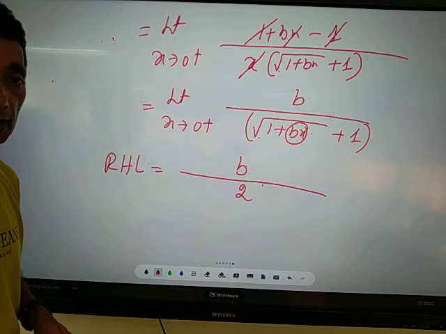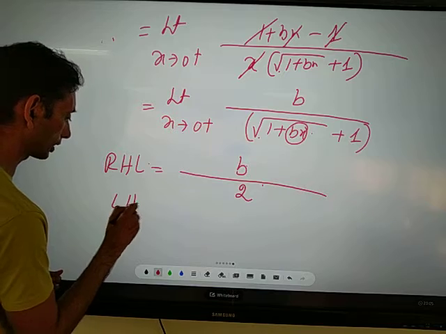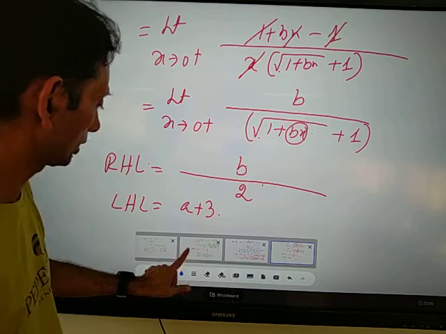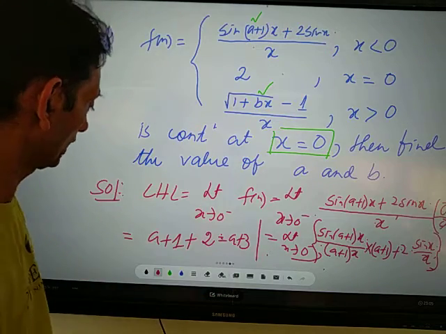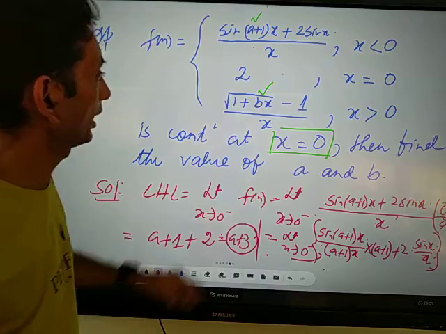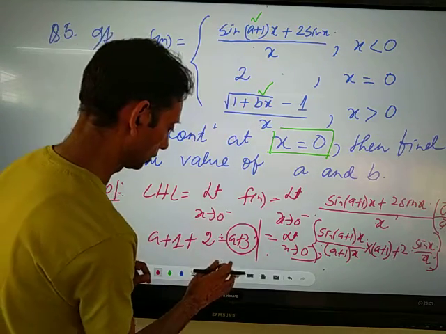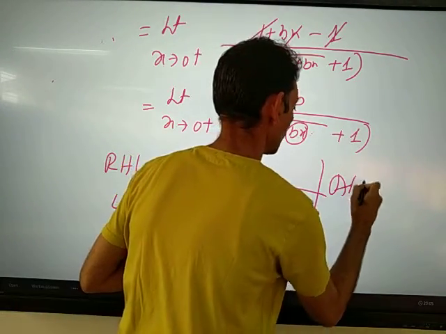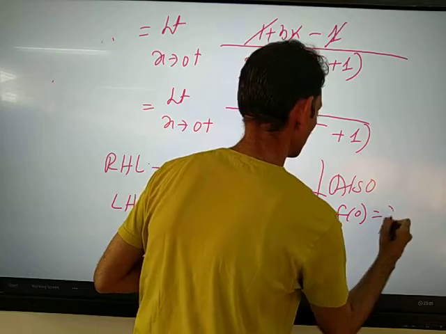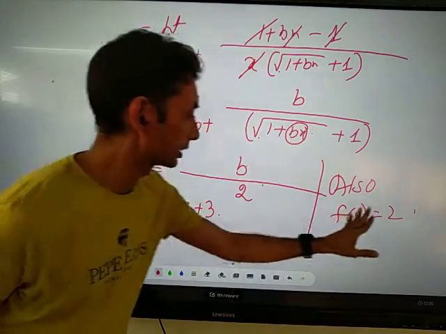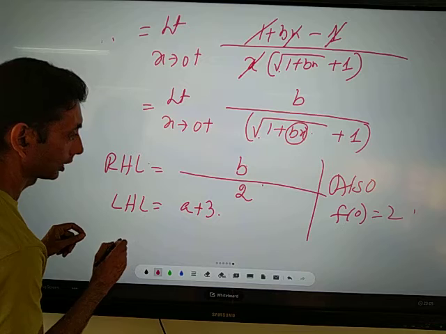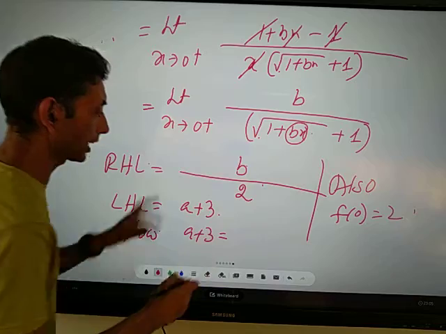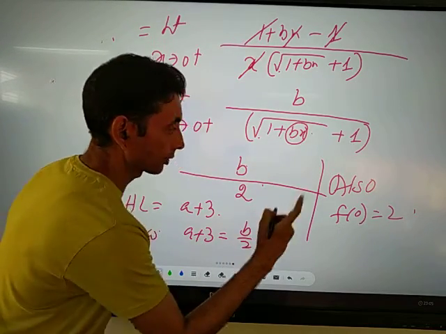The right hand limit is b by 2 and we got the left hand limit as a plus 3. Yes, the left hand limit we got is a plus 3 and the functional value, that is f of 0, is given as 2. So since the functional value is 2, we can now write the left hand limit, that is a plus 3, equal to the right hand limit, that is b by 2, equal to the function value 2.